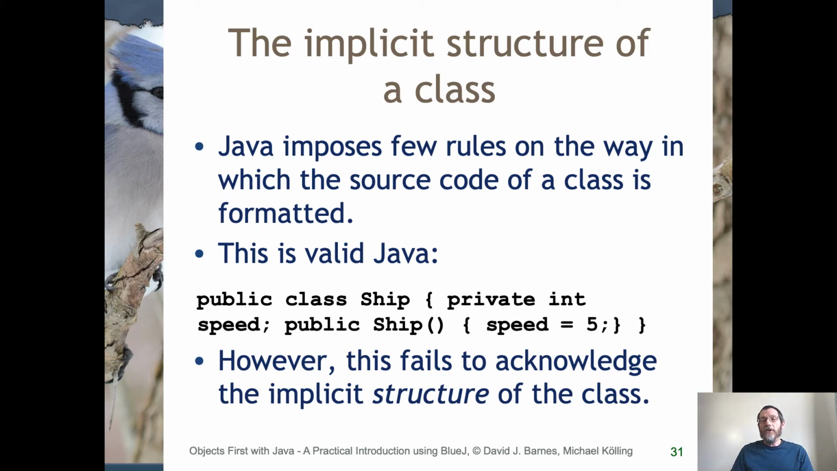So, for instance, the source code here of a little bit of the ship class is perfectly valid Java. You could type that into a class definition, ask the compiler to check it, and it will say, yes, everything's fine. The problem is that that sort of layout is very difficult for a human reader to read and understand and comprehend, because it's obscuring the inherent structure of a class definition.